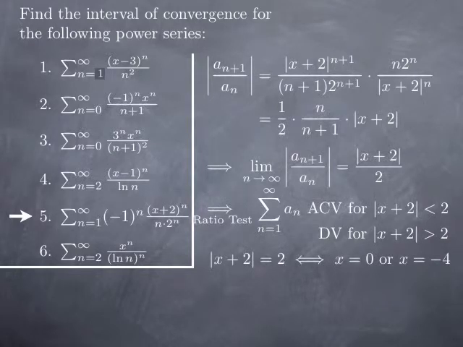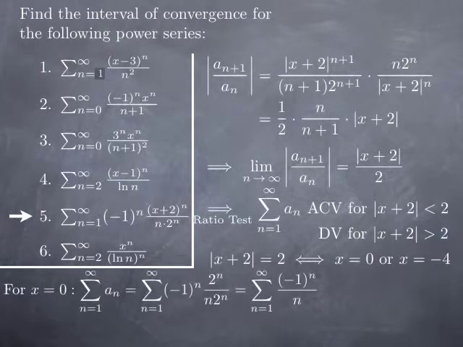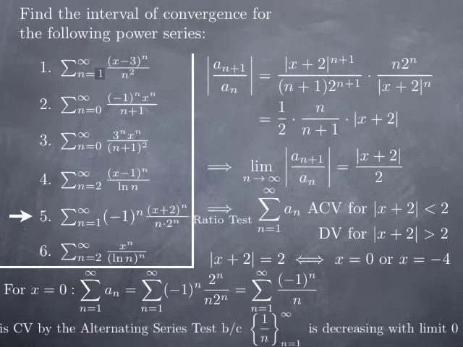So at x = 0 and x = -4, let's take a look. At 0, if I plug x = 0, I have (-1)^n, and then (0 + 2)^n, 2^n, divided by n 2^n. So the 2^n cancels out, and we end up with a series of (-1)^n over n, which is an alternating series where the sequence of absolute value of the terms, 1 over n, is decreasing with limit 0, and therefore the series is convergent by the alternating series test.